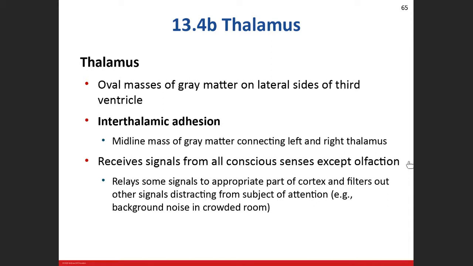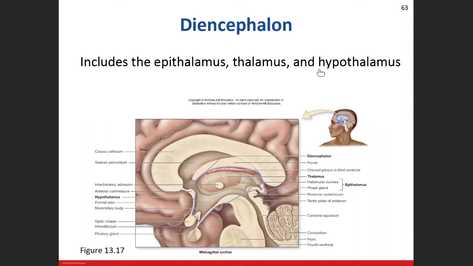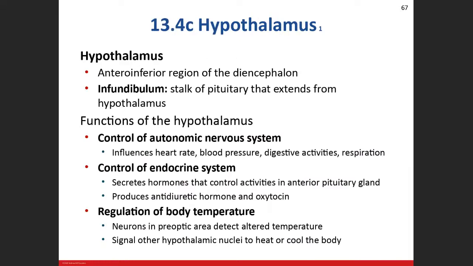And the last and most important region which we have in our diencephalon is called the hypothalamus. In this picture, you can see the hypothalamus. The hypothalamus is the anterior inferior region of the diencephalon. Suspended from the hypothalamus we have the pituitary gland, and you can see the infundibulum, which connects the pituitary gland and hypothalamus together. We have different functions for the hypothalamus.